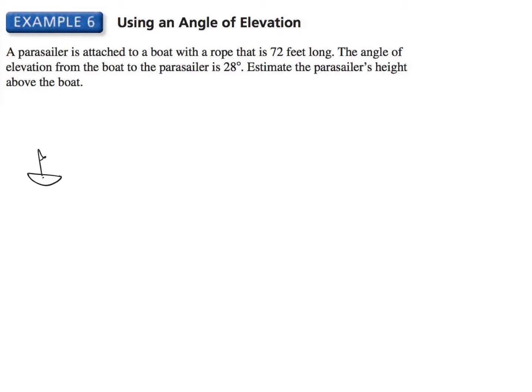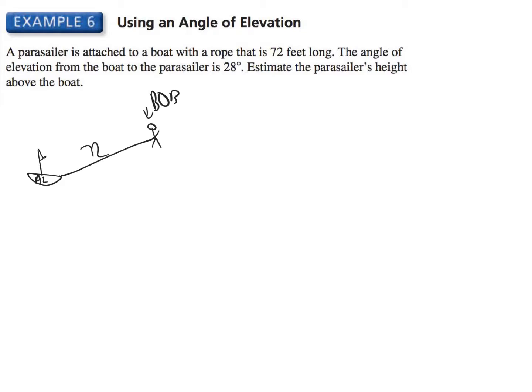All right, so this person, they are attached to a boat with a rope that is 72 feet long. 72. And there's my person. We'll call them Bob. And we'll call the boat Al, because boats always have names. Most of the time they're named after women, but my boat's named Al for some reason.